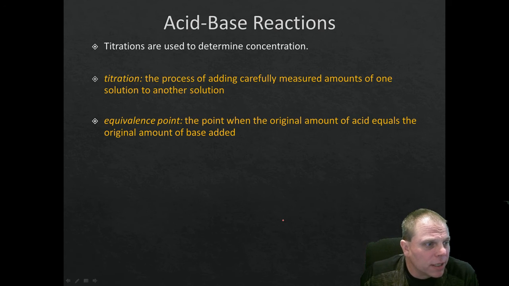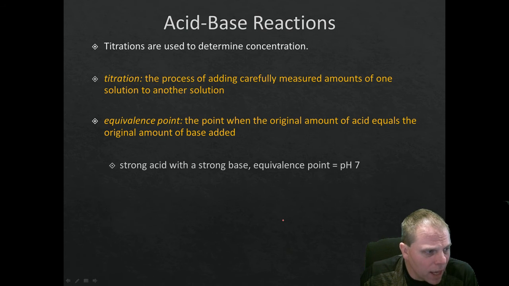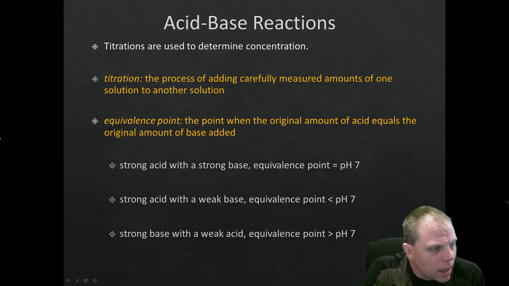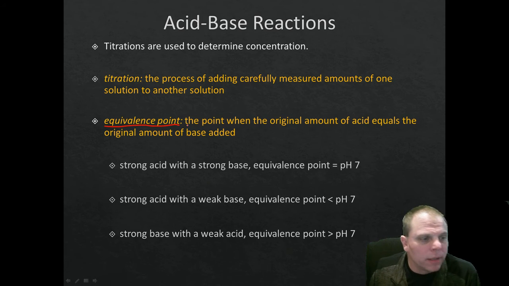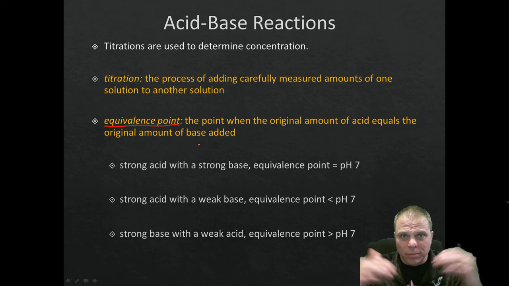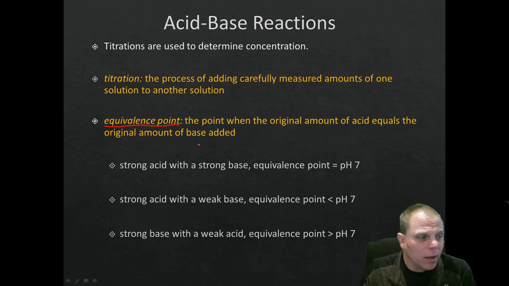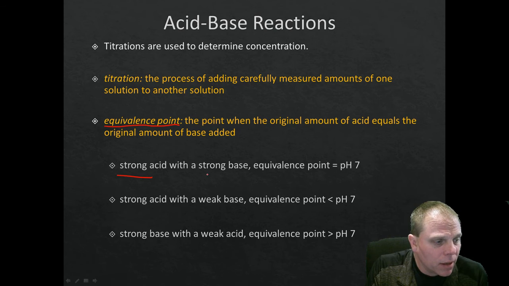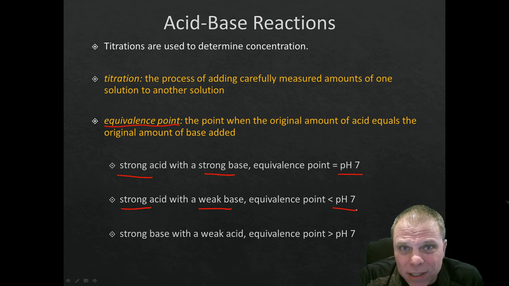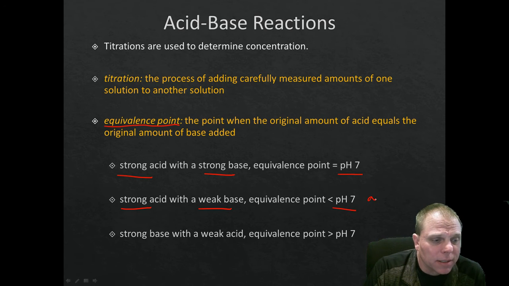Okay, so we use titrations to determine concentration, and we try to get to a point where we are equal. Okay, this is called the equivalence point. The point in which you have the original amount of acid equaling the original amount of base. So if we're putting them together, eventually they neutralize each other, right? Well, if I put a strong acid in the strong base, if I have an equal amount, my equivalence point is going to be a pH of 7. However, if I put a strong acid and a weak base together, I'm going to get an equivalence point which is less than pH of 7. In other words, this thing is still going to be acidic.